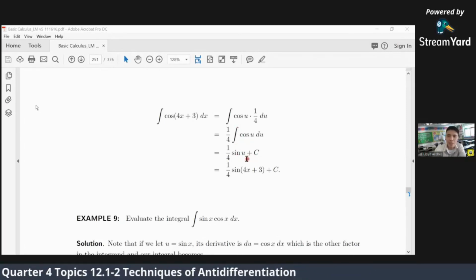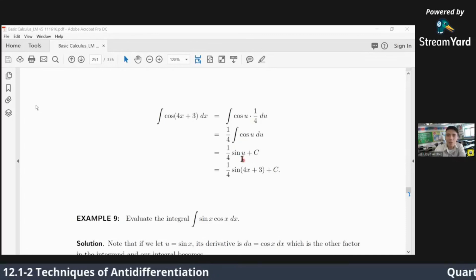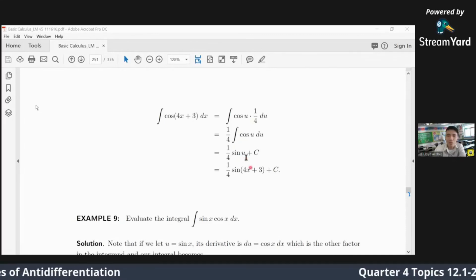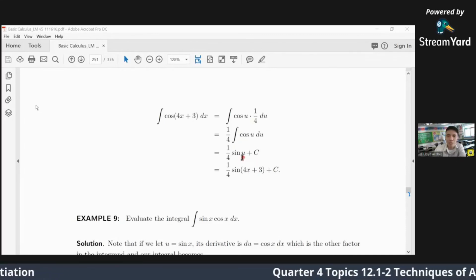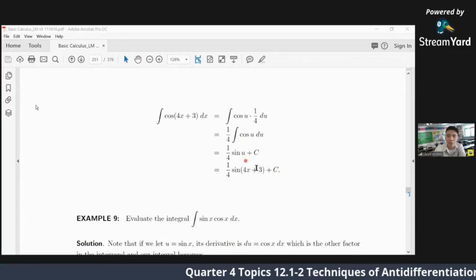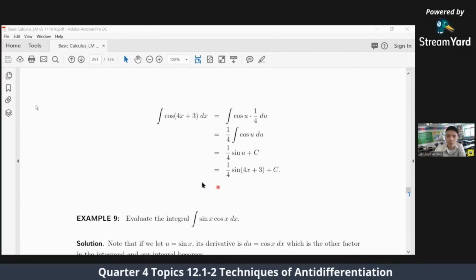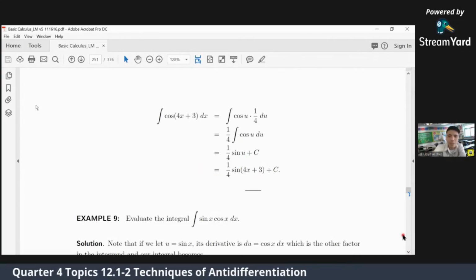And then, lastly, ibalik na nimo ang original angle, which is ang 4x plus 3. Dili man ta in terms of u ang final answer. So, this is your final answer. That's example 8.